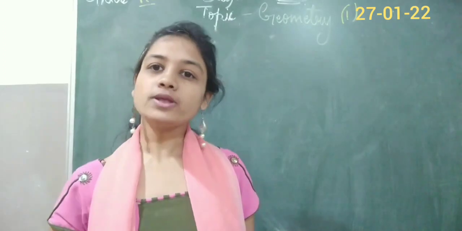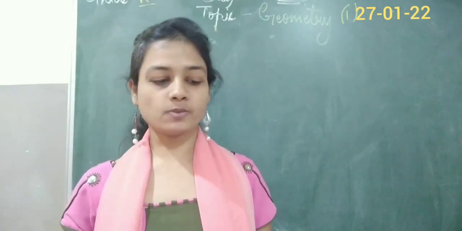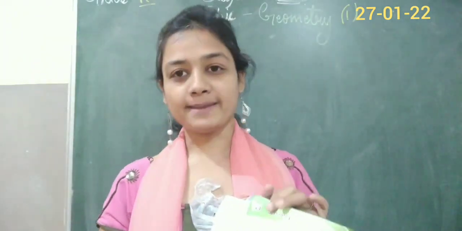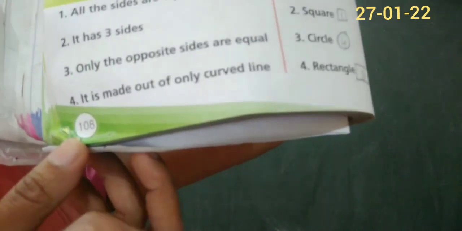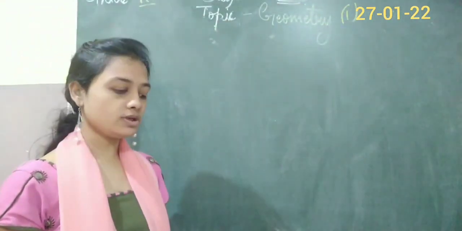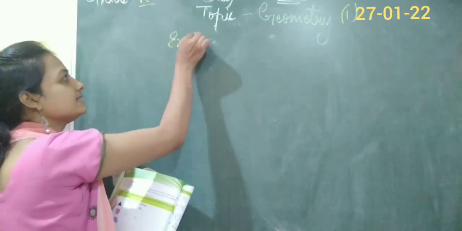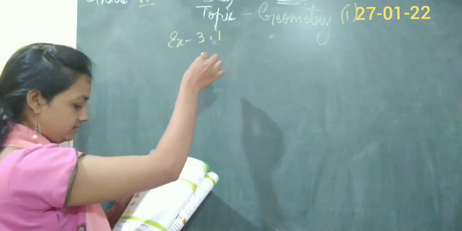Okay children, now you saw the activity, or you saw the shapes. Now let's go and work it out in the textbook. I want everyone to open your Sem 2 textbook, lesson number 3, Geometry. Page number 108. I'll be writing the answers on the board. I want everyone to copy it in your textbook. Now only children see the video, copy it. Don't keep it incomplete, okay? So let's start exercise 3.1.